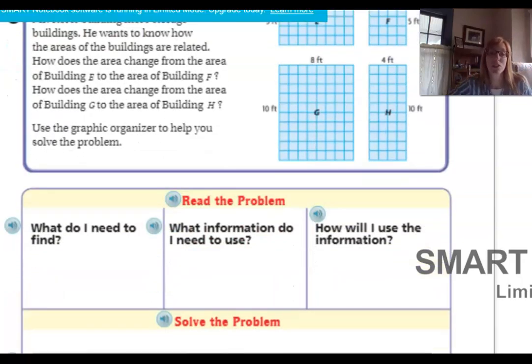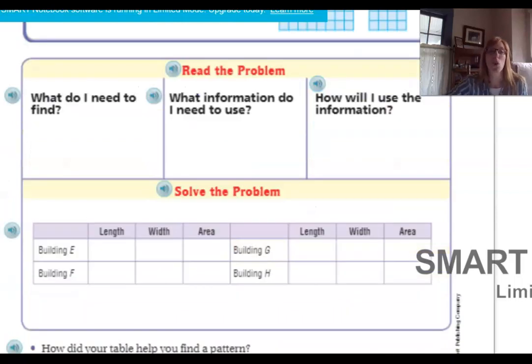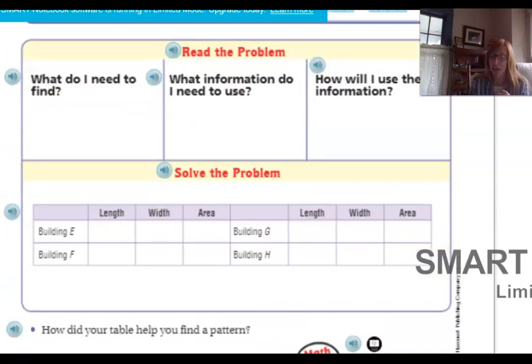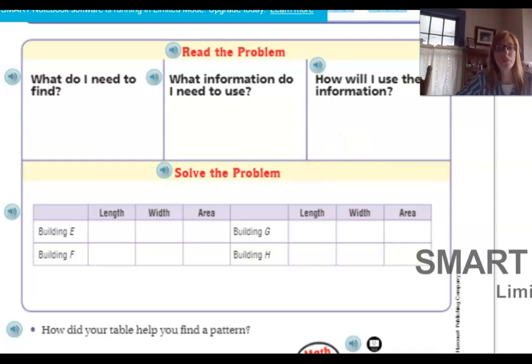So what information do I need to use? So hopefully you have your book out and you're looking at it and you're thinking, I need to find the areas and how they're going to change from one to the other. And then also, what information do I need to use? Well, you definitely need to use the length and the width of each building. And then how will I use the information? Well, you're going to record the areas, and then hopefully you're going to use multiplication and looking at the pattern to see how it changes. Okay? All right. So you guys are going to be looking at your buildings.